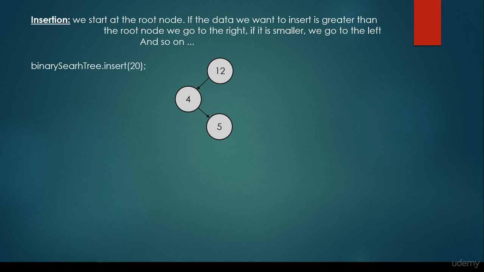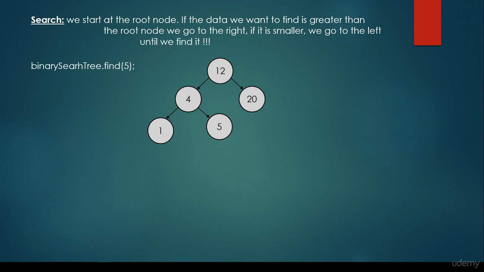What if we would like to insert 20? It's greater than 12, so we go to the right, but because 12 doesn't have any right child, the 20 is going to be its right child. What about if we would like to insert 1? It's smaller than the root node, so we go to the left. It's smaller than 4, so we go to the left and we insert the 1 there. Okay, so basically this is how we build up a binary search tree. We just have to consider nodes. If it's smaller, then we go to the left. If it's greater, we go to the right. Very simple.